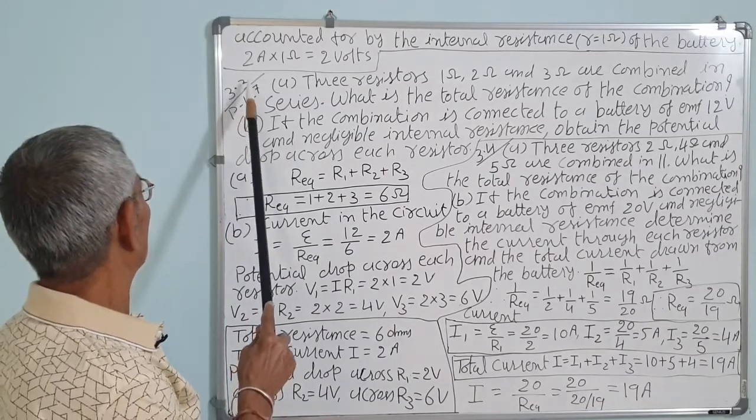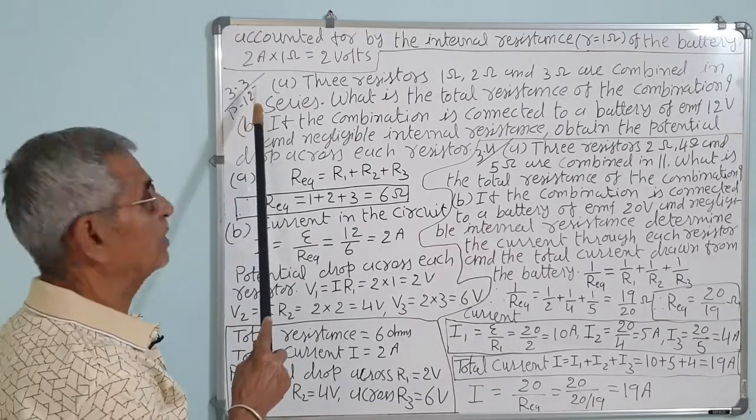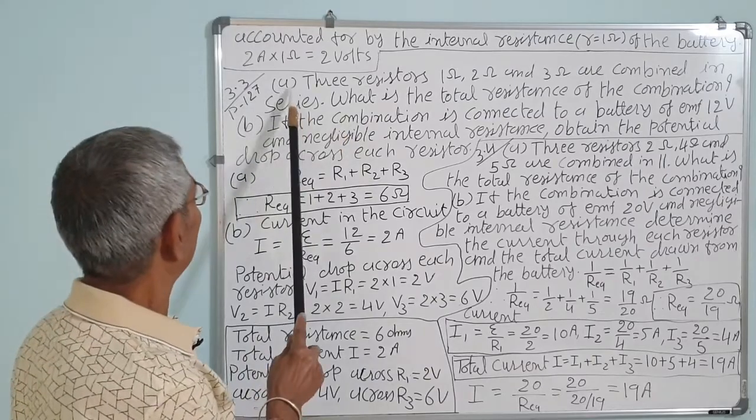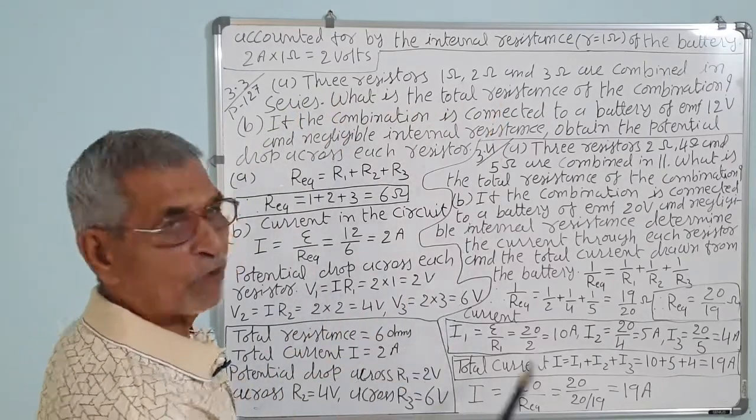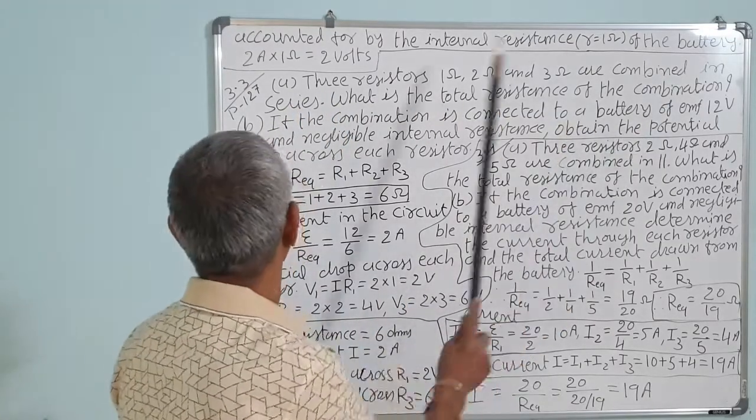Now, example 3.3 of the exercise, page number 127. Three resistors of 1 ohm, 2 ohm and 3 ohms are combined in series.